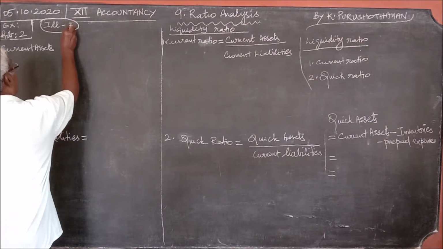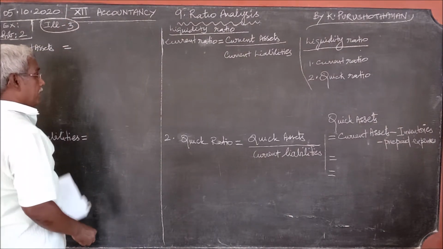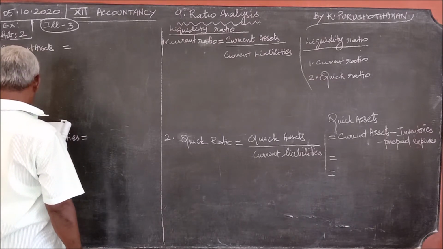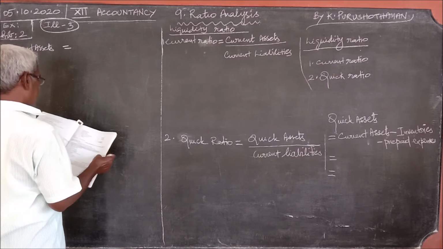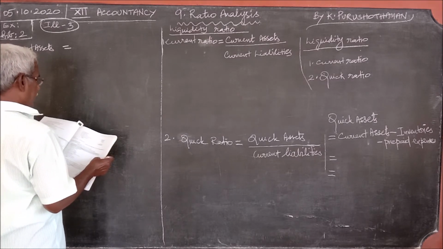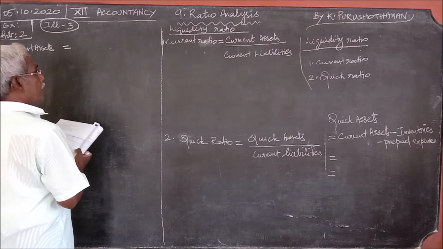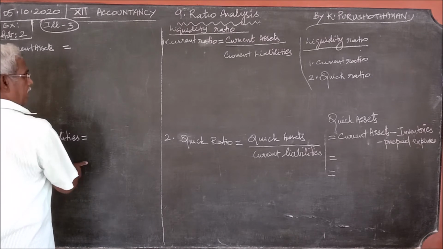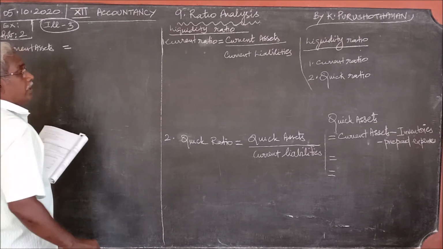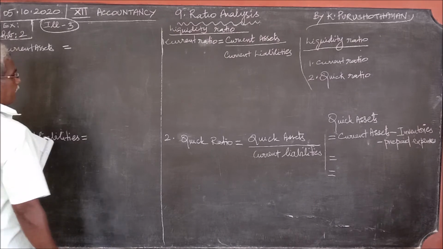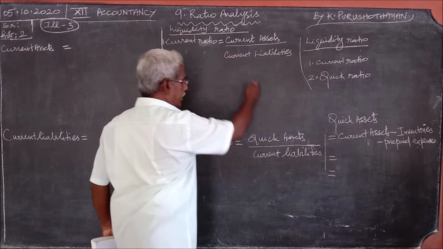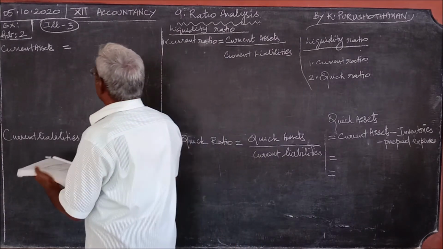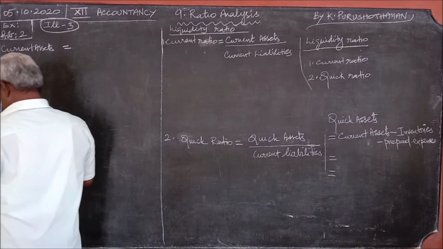Illustration 3. Illustration 3. What are the questions asked? In illustration 3, calculate current ratio, quick ratio. These are the two. First one, we prepare the current assets, current liabilities, then quick assets. If these 3 are calculated, we can substitute in the formula and find. Okay? We shall first find the current assets and the current liabilities.